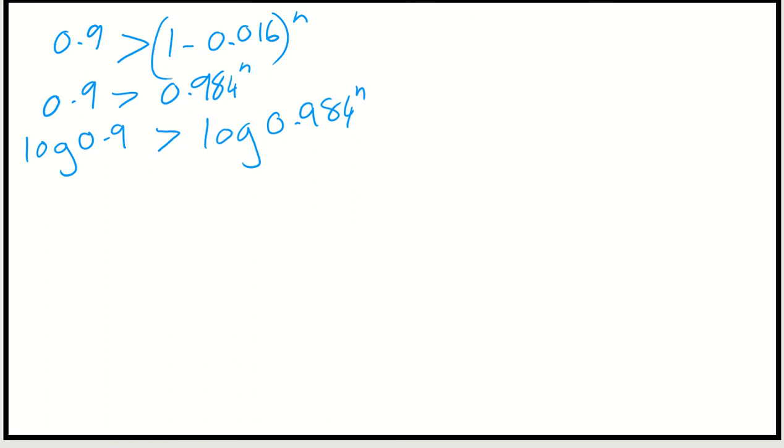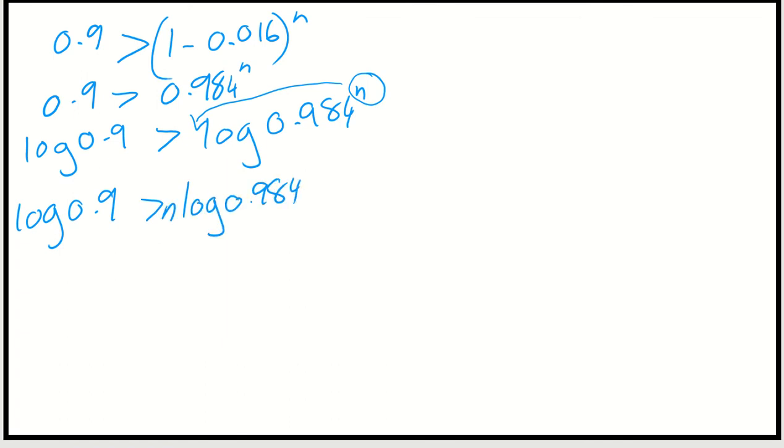There's another log rule that says if I have a power, I can move that to a constant. That's the same as multiplying by that constant. So log of 0.9 is more than n log 0.984. Now I want n by itself because that's what I'm trying to solve. So let me get rid of log of this number. So I'm going to get log of 0.9 divided by log of 0.984 is greater than n.